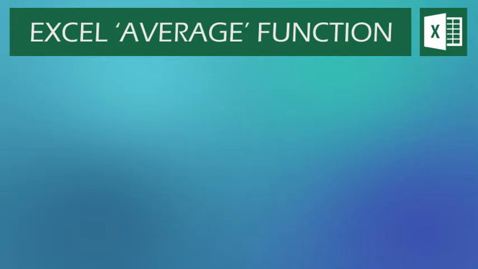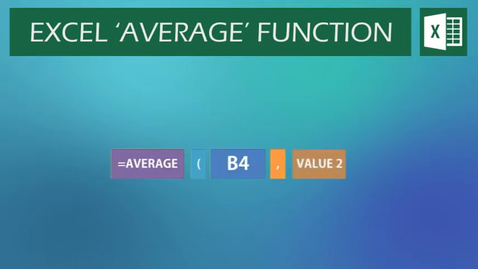The average formula can also be used to calculate the average from a range of numbers and cells combined. For example, equals average, open brackets, value 1, which could be a cell such as B4, comma, and value 2, which could be a number such as 10, close brackets.